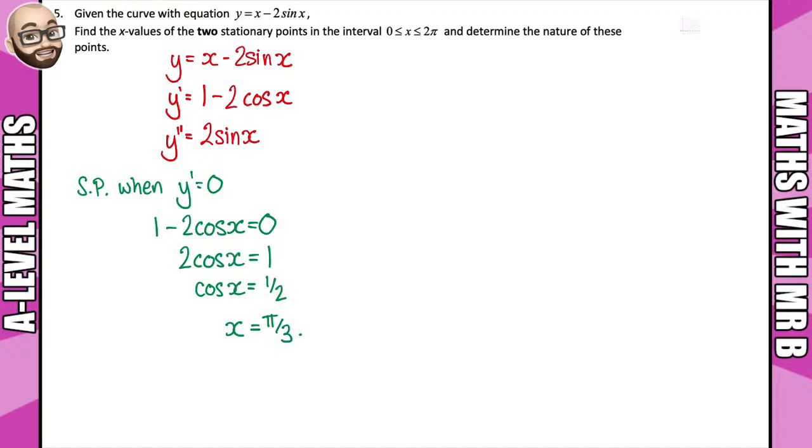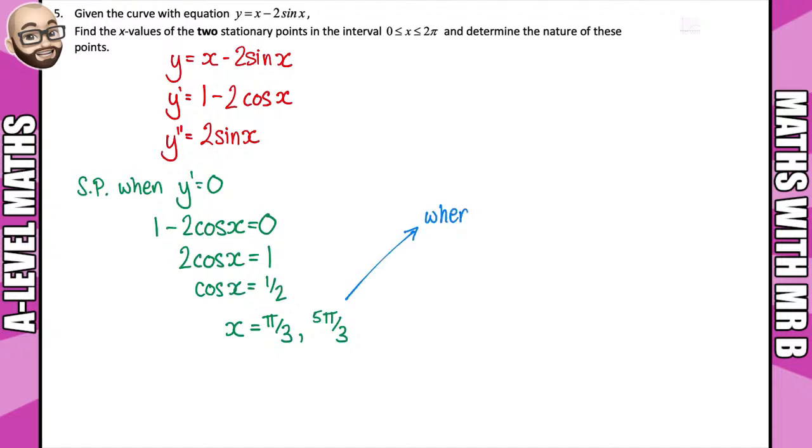And don't forget, if we want to try and get any other ones of a cosine function, we can do 2 pi take away this value, which is going to get me 5 pi over 3, which looks good because it says 2 stationary points and I've got 2 answers. It doesn't say find the coordinates, we're fine. We just need to find the x values, so we've done that. What we do need to do though is determine the nature of these points.